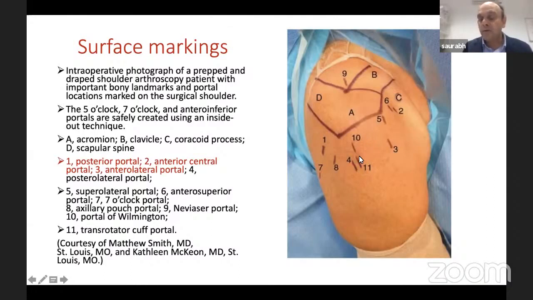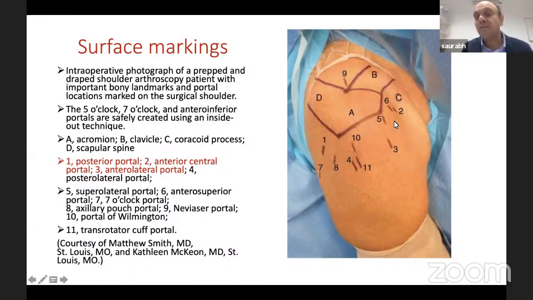Now, you're looking at this portal number 10. This is a portal of Wilmington described by him. This is for your SLAP repair. So you can access your superior glenoid and your superior labrum through this portal. And then your portal number 7 and 8, these are for your posterior labral repair. Because as you can see, they're quite low down. So they're for posterior labrum.